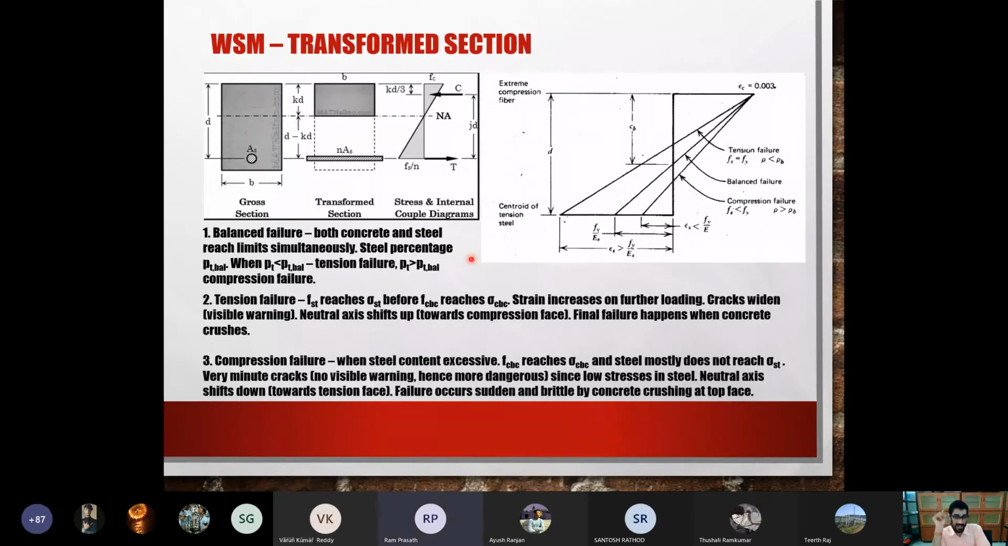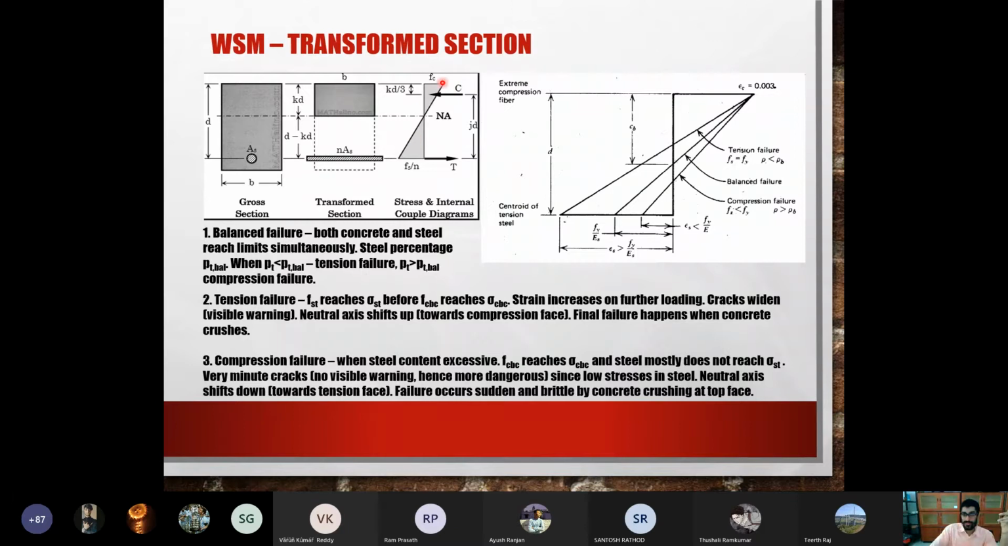Actually, in reality, by this definition, it's like 1/3. So which assumption? The WSM method assumes that only one third, the linear part, is taken. Excellent, very good. Name? Ram Prasad. Okay, good. So that's the assumption that 1/3 or the linear part only is taken.